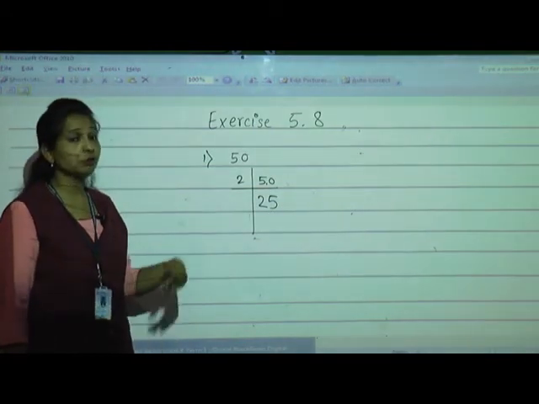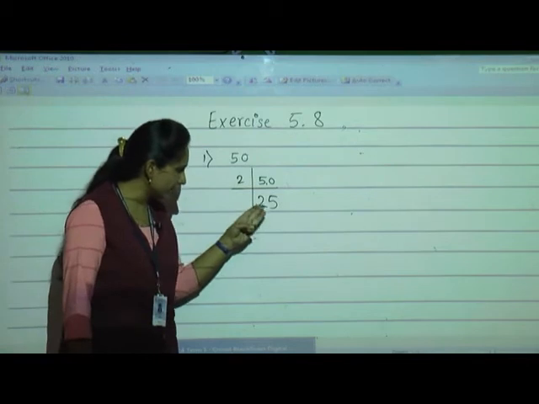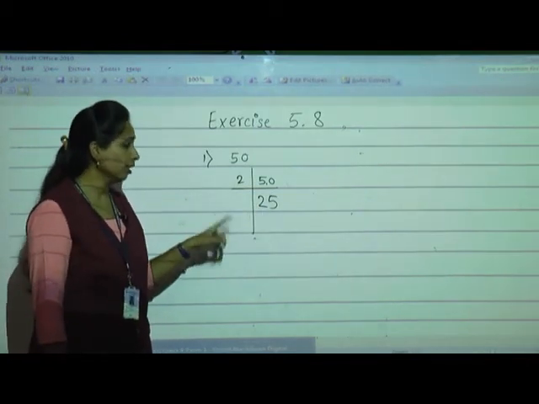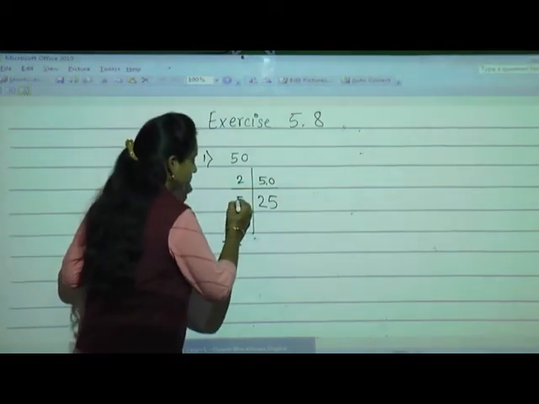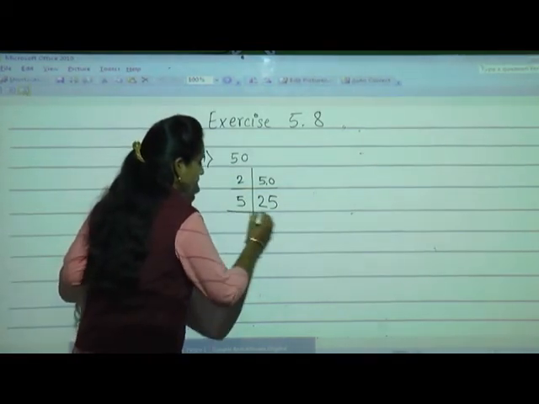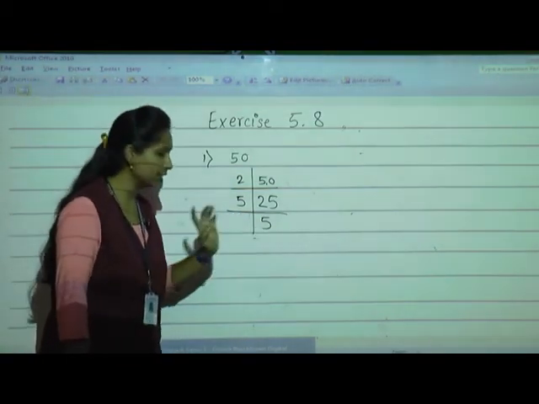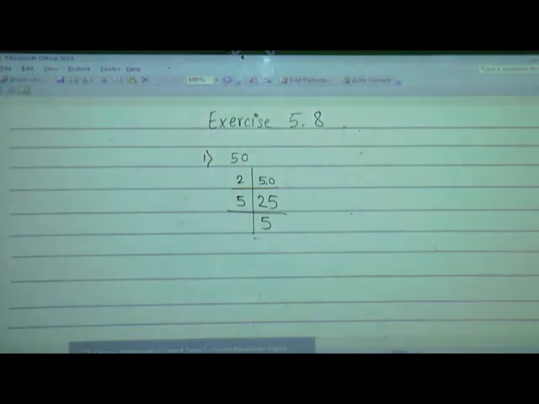We cannot go with 2, then go with the next prime number, that is 3. Yes, can we divide with 3? No, in the 3 table 25 is not there. Then go with the next prime number, that is 5. Yes, we can divide. 5 5s are 25. See, here I need to stop because I got the prime numbers, isn't it? So in this way we have solved this question.